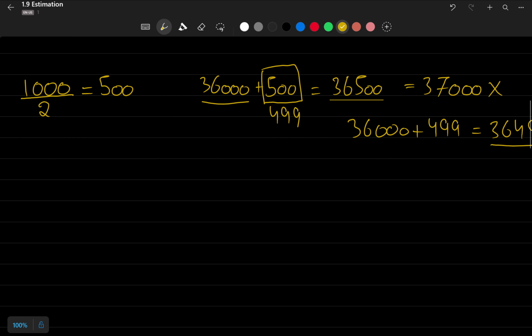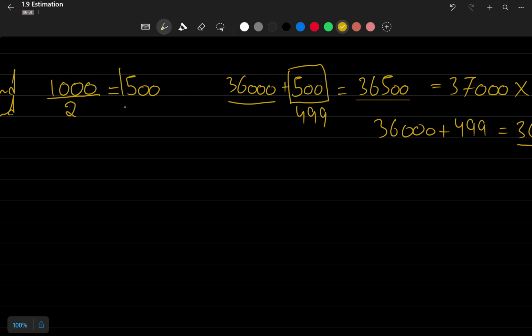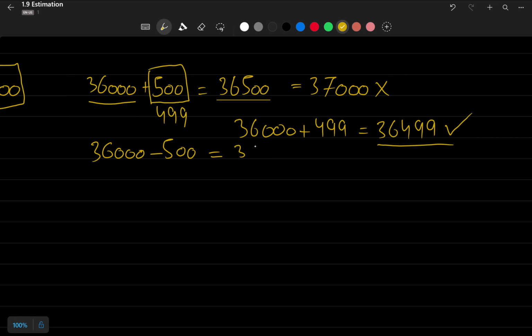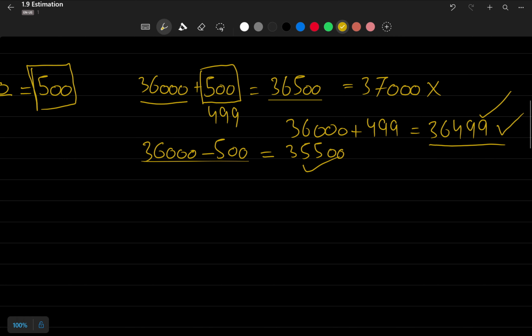Now for the lower bound, you simply subtract this value from the original value. So it will be 36,000 minus 500, which is equal to 35,500. Now if you round this value to the nearest 1000, you again get the original value back. So this was the concept for upper bound and this was the concept for lower bound.